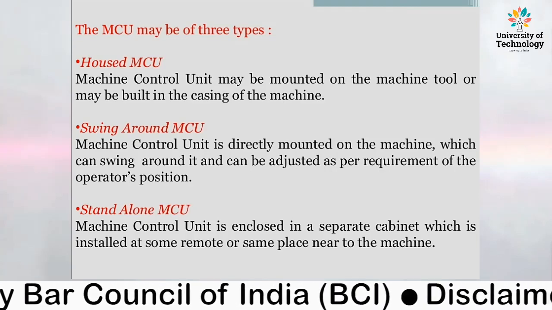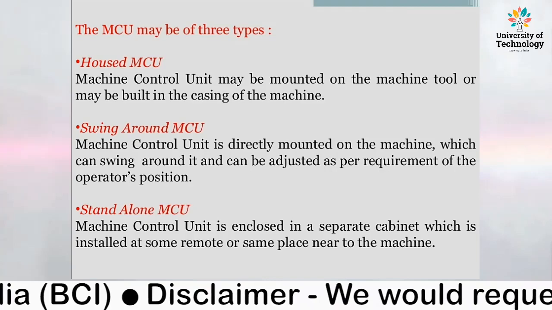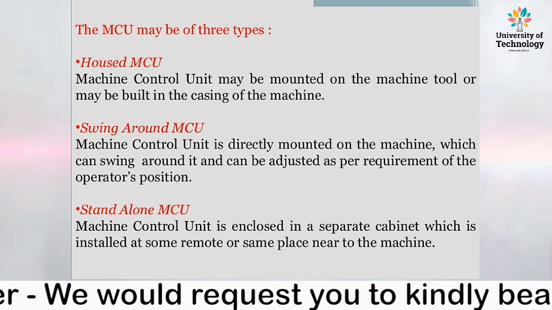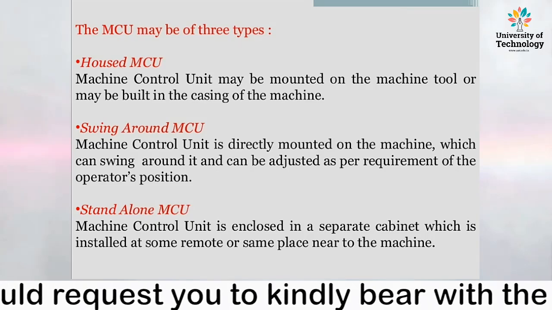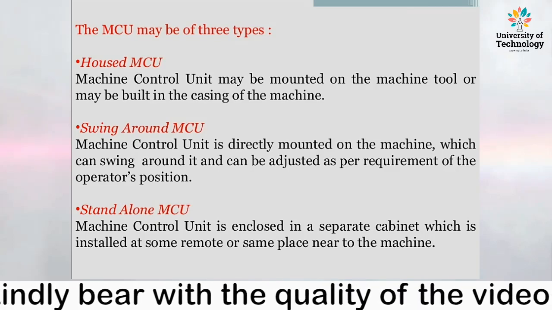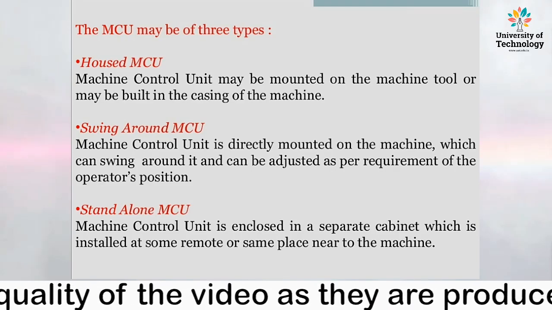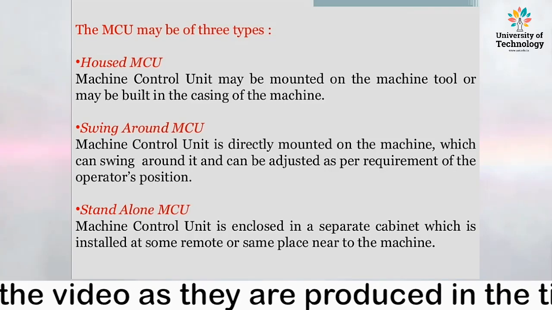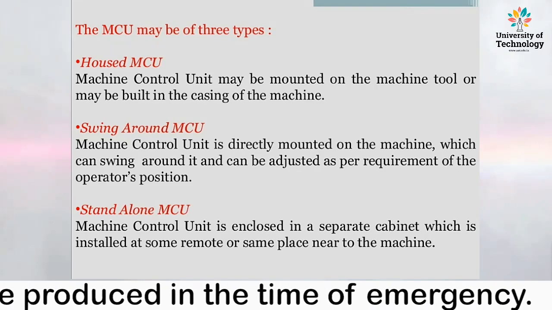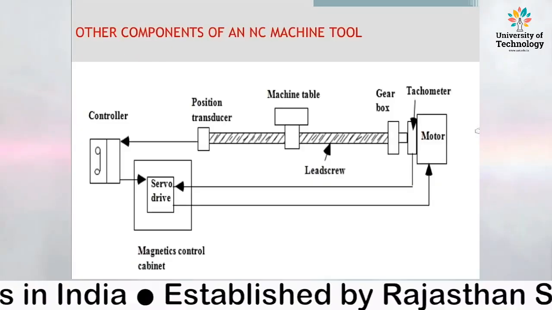The second type is the swing around MCU. The machine control unit is directly mounted on the machine, and it can swing around and be adjusted as per the requirement of the operator's position. The third type of MCU is the standalone MCU. The machine control unit is enclosed in a separate cabinet which is installed at some remote place or near the machine. These are the basic three types of MCUs in NC systems.